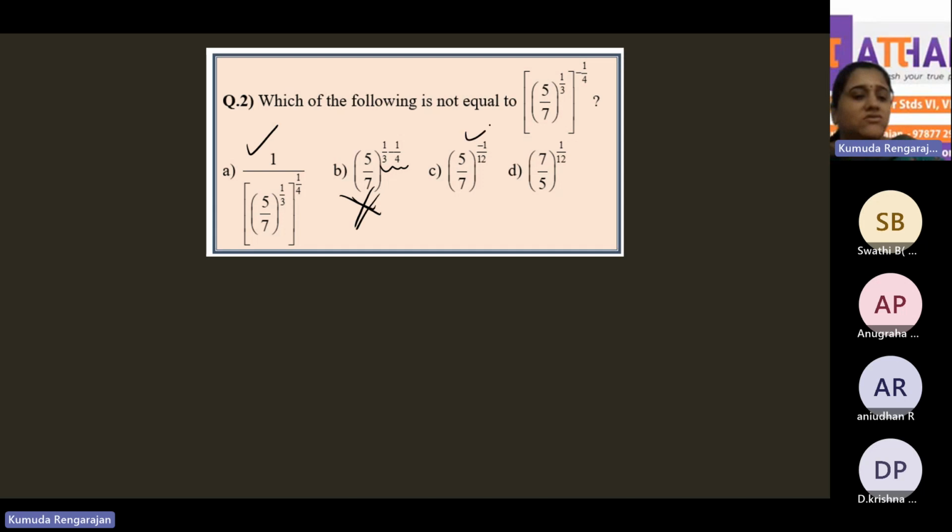But how are these right? How are these correct? Yeah, because the power is negative. If you want to make it positive, you should take the reciprocal of the base, right? What's the base?